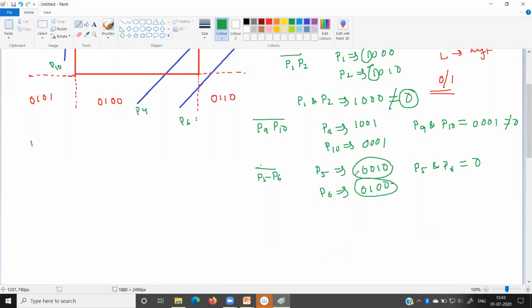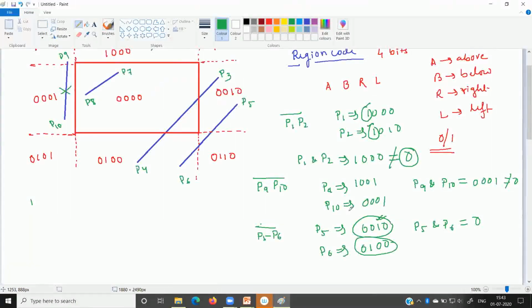So here you can see that for P5, which bit is 1? The R bit is 1. And for P6, which bit is 1? The below bit is 1. So that means this line segment will be intersected by the right boundary edge of the clip window and the below boundary edge of the clip window. Again I am repeating, check it. These two bits are 1.